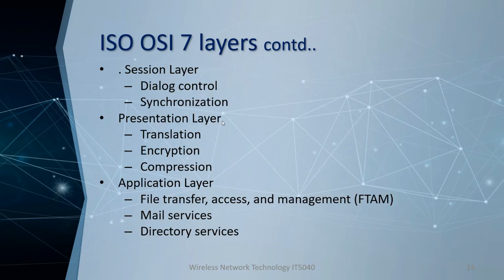For the transport layer, it has functions like service point addressing, segmentation and reassembly, connection control, flow control, and error control. For the session layer, it has two functions, namely dialog control and synchronization. For the presentation layer, it has translation, encryption, and compression. And functions of the application layer are file transfer, access and management, also known as FTAM, and mail services with directory services.